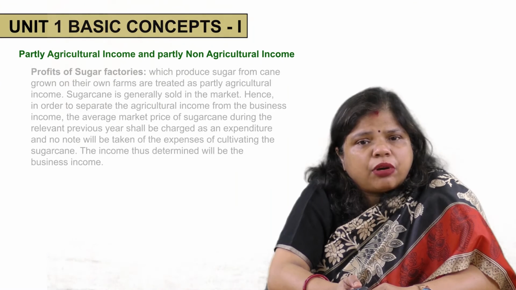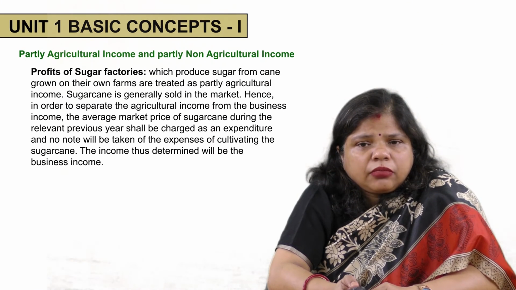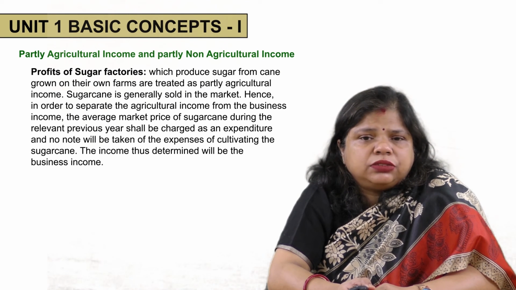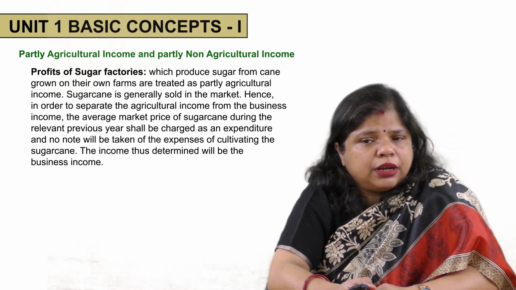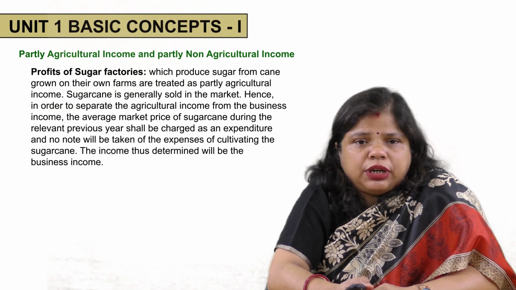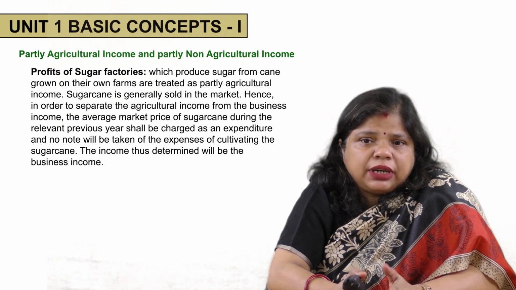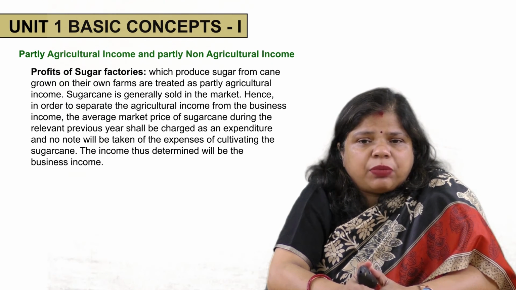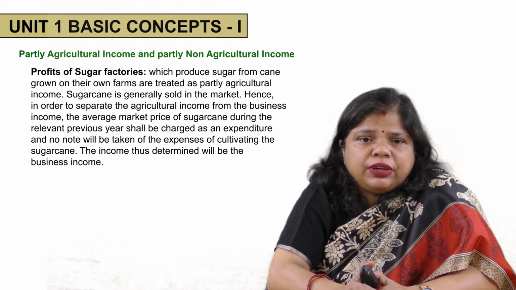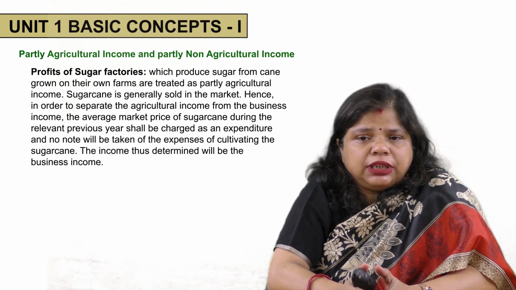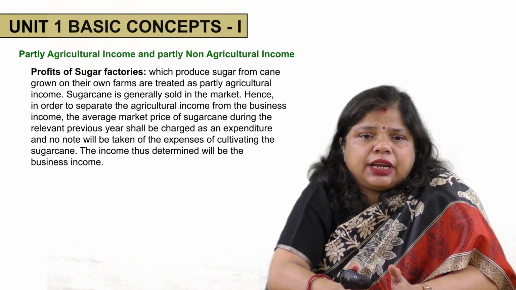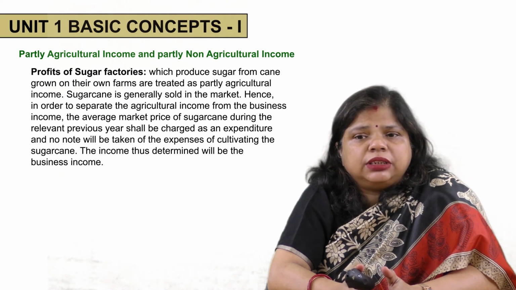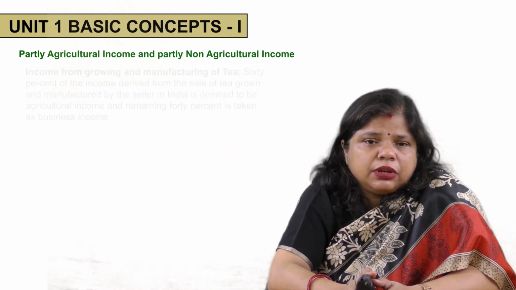For example, profit of a sugar factory which uses sugarcane grown on its own farm is treated as partly agricultural income. Sugarcane is generally sold in the market. Hence, in order to separate the agricultural income from the business income, the average market price of sugarcane during the relevant previous year shall be charged as an expenditure and no note will be taken of the expenses of cultivating the sugarcane. The income thus determined will be business income.